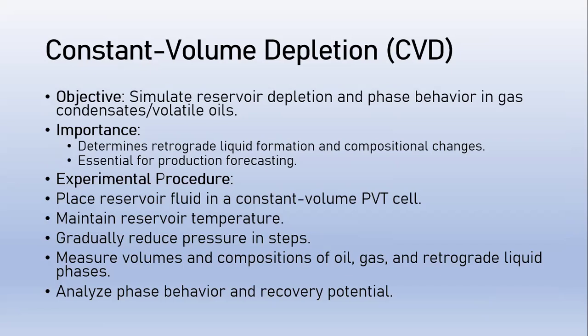The experimental procedure is as follows. You place the reservoir fluid in a constant volume PVT cell, just like the others. You gradually reduce the pressure steps, just like the way we explained the previous ones. Then you measure the volumes and compositions of oil, gas, and retrograde liquid phases. Analyze the phase behavior and recovery potential.